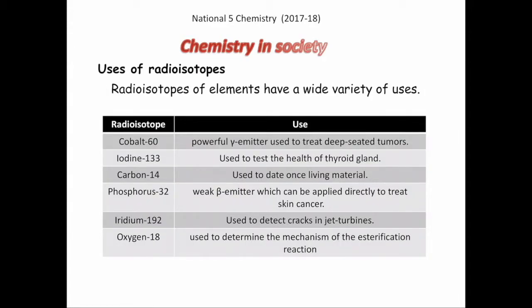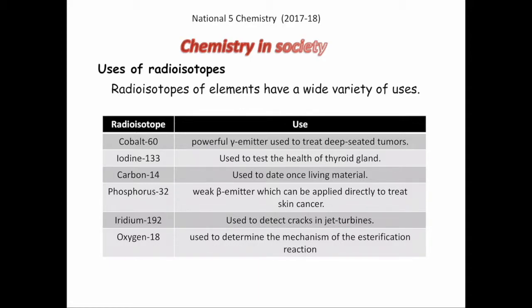Now let's look at the uses of radioisotopes. Radioisotopes of elements have a wide variety of uses. Cobalt 60 is a powerful gamma emitter which is used to treat deep-seated tumors, so it has a medical use. Iodine 133 also has a medical use because it is used to test the health of the thyroid gland.